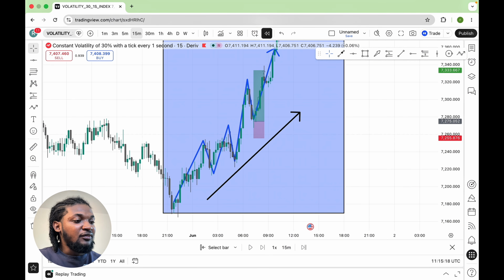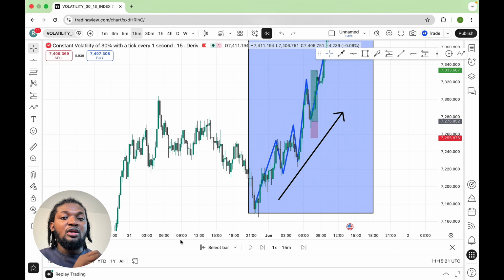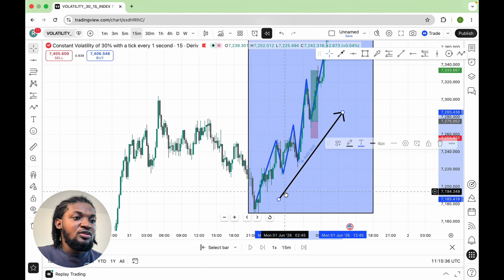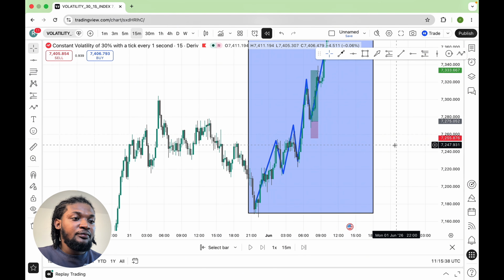I also use my level. You can call it support, you can call it resistance. I call it level because sometimes support can turn to resistance, sometimes resistance can turn to support, and mostly it confuses the beginners. So I just call it level or turning point. You understand? So let me clear this so we can see the chart very well.